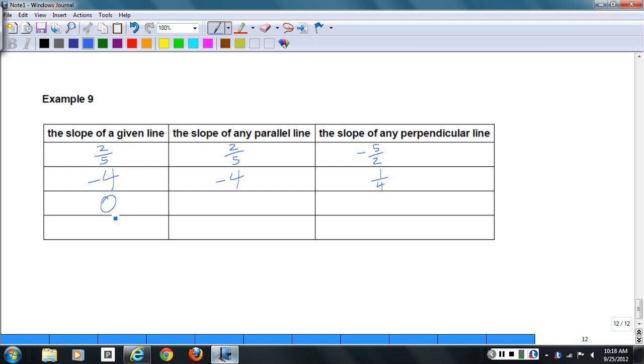A given line has a slope of 0. It's horizontal. So any line that's parallel to that would be horizontal and have what slope?